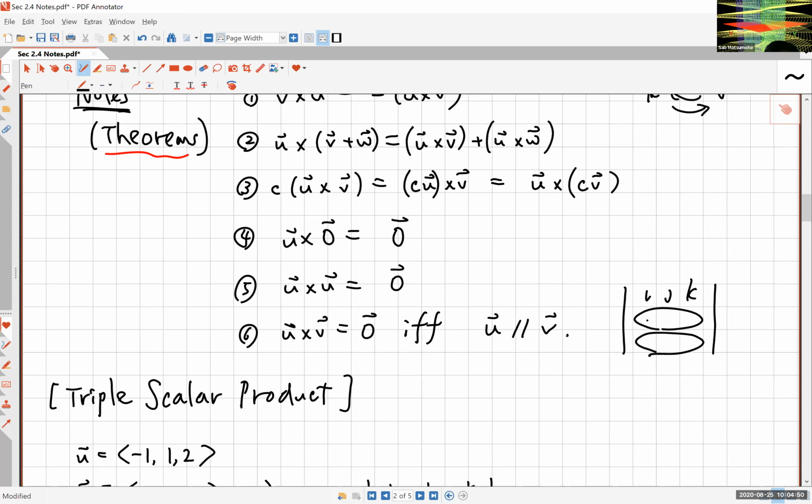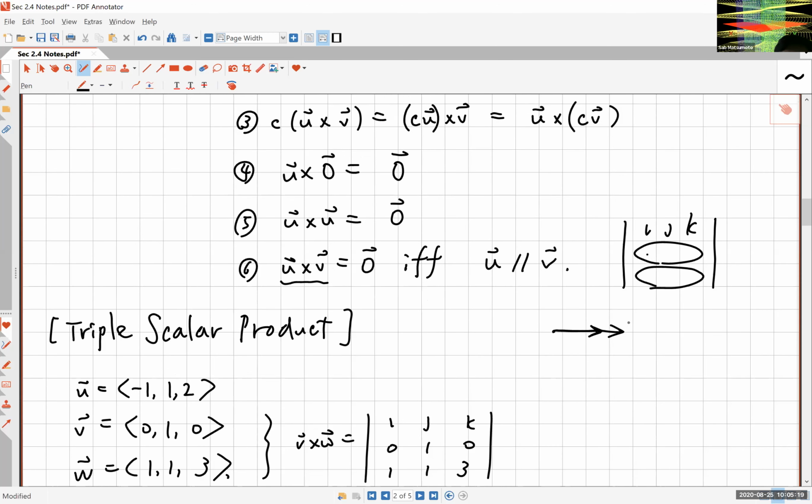Another way to think about this is, remember, the magnitude of this is supposed to be the area of the parallelogram. If the area of the parallelogram is 0, then what is happening? Well, these should be collapsing, because this gets smaller and smaller, and the only way that the parallelogram collapses is if one is right on top of the other one. And so that's another way of thinking about that.